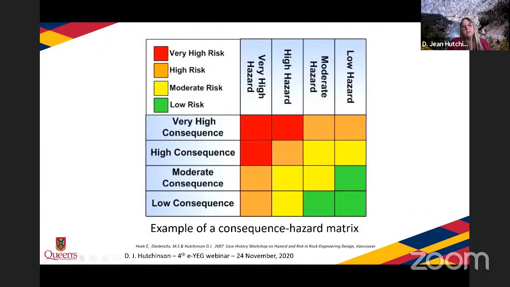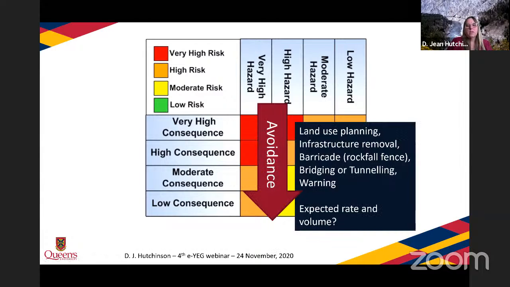So now if I move back to this generic consequence hazard matrix, I'll just for a moment talk about mitigation from the perspective of risk. So in terms of risk, we can think about avoiding risk by reducing the consequence of an event. This can be by land use planning, by removal of infrastructure, by creating a barricade, for example, a rockfall fence, by bridging or tunneling, or by warning. And warning, I think you've seen from some of the work that's happening with some of these remote sensing techniques, is becoming increasingly possible. But one of the key questions here is the expected rate and volume of failure and whether avoidance is possible.